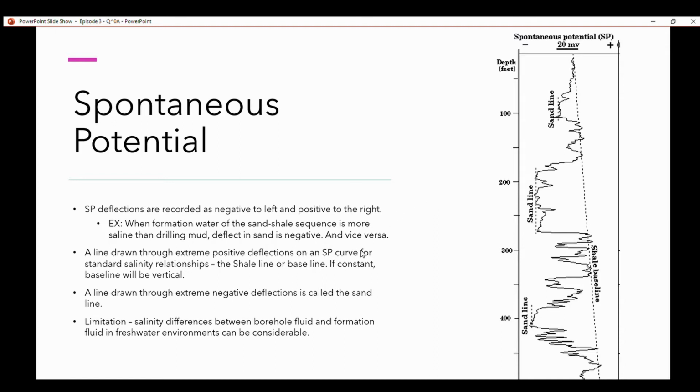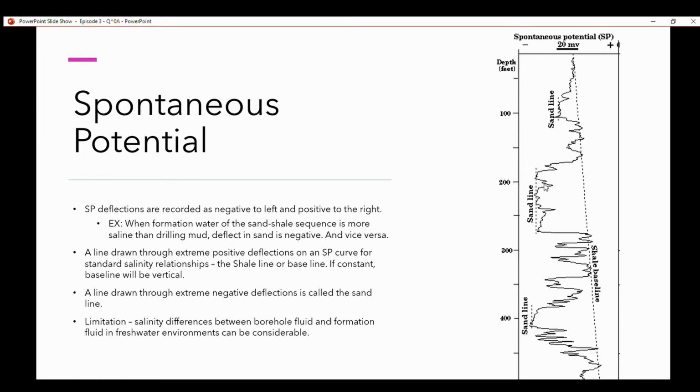It's basically the max deflections in a log. And if it's constant, the baseline will just be vertical. It won't have this angle to it. It'll just be completely vertical. And then a line drawn through the extreme negative deflections, which is on this side, is called the sand line. So you see it right here, three different sand lines.